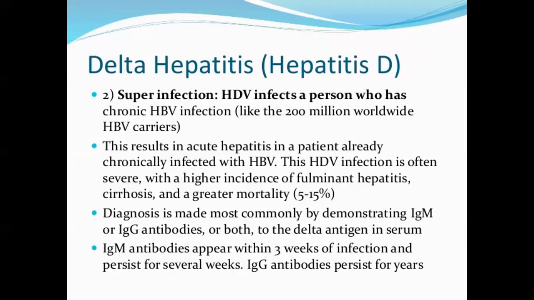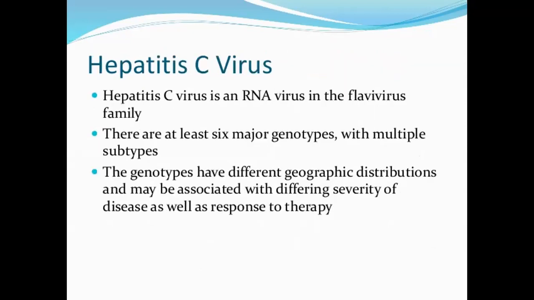Diagnosis is made mostly by demonstrating immunoglobulin M or immunoglobulin G antibodies to the delta antigen in the serum. The immunoglobulin M antibodies appear within 3 weeks of infection and persist for several weeks. The immunoglobulin G antibodies persist for years.